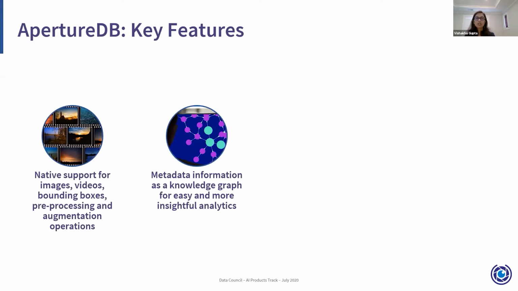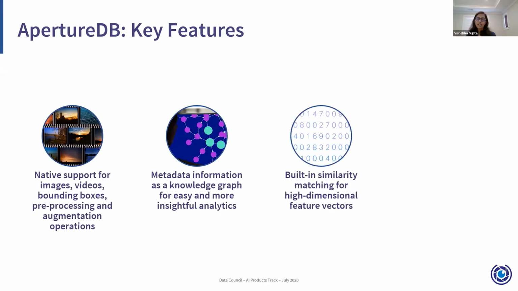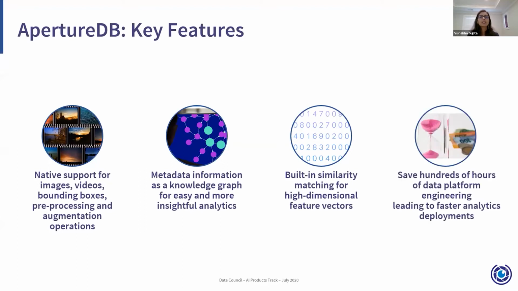We enable visual searches by storing images or videos besides this contextual metadata. Since feature vectors can be used to describe contents in images or frames, we also offer the capability to index and search feature vectors, thus enabling similarity searches. And as a result of all these key features, you can actually save hundreds of hours of data platform engineering time, which eventually leads to faster analytics deployment.